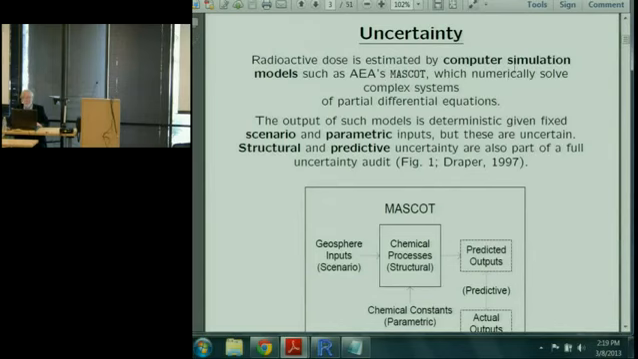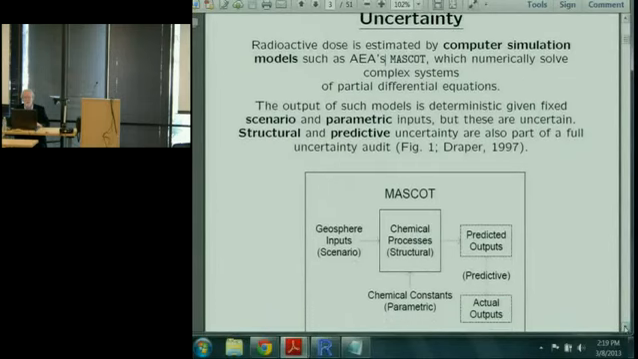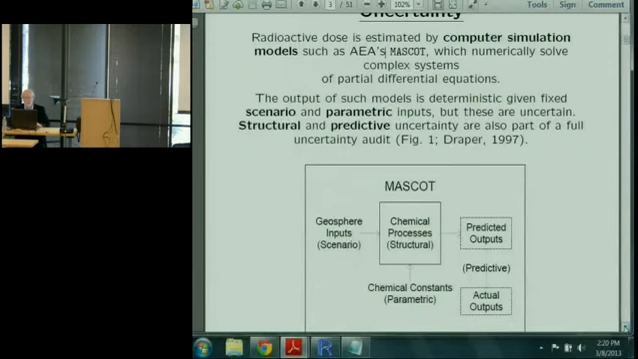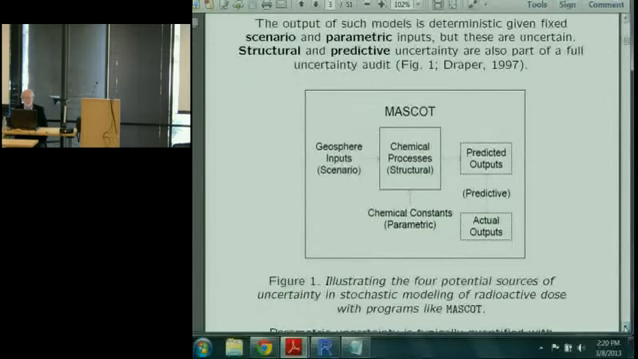And they write computer simulation models. My colleagues that I was collaborating with here, they have one called Mascot, and it numerically solves complex systems of partial differential equations. And so you end up with a flow model that looks like this. Mascot takes geosphere inputs, which correspond to uncertainty in the scenario of how the actual accident might occur. And it also takes chemical constants, which serve as parametric uncertainty. And once you put in vectors for each of the chemical constants and the geosphere inputs, it does a deterministic numerical PDE solve inside the black box there.